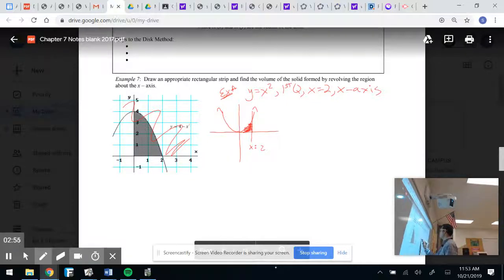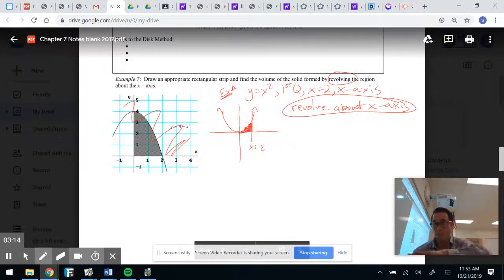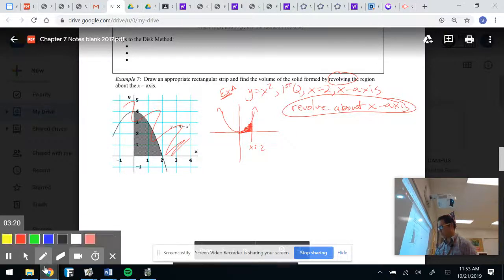Now, whenever we're doing a disk method, I have to tell you what I'm going to revolve this about. So let's revolve this about the x-axis. That's the most important thing you want to pay attention to. If I revolve it about the x-axis, that means everything has to be in terms of x's. Got it? All right.